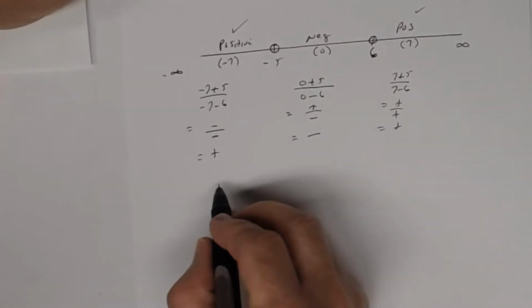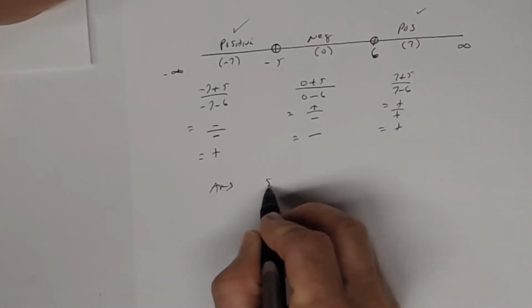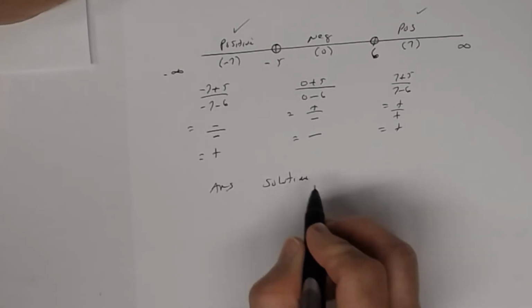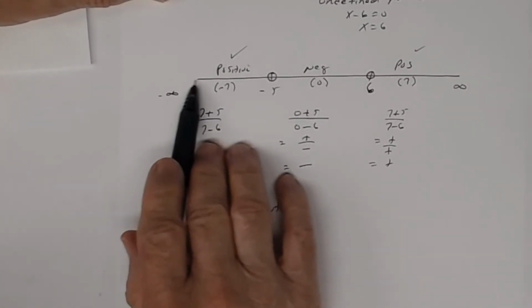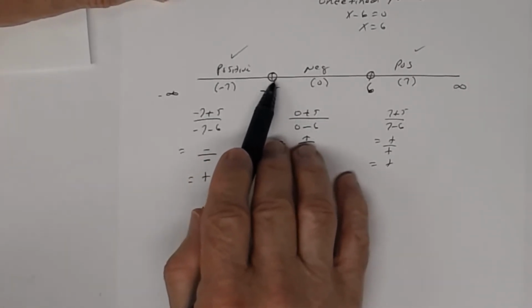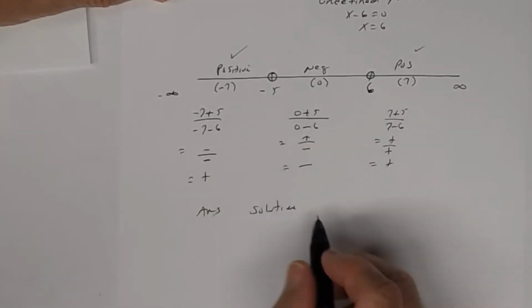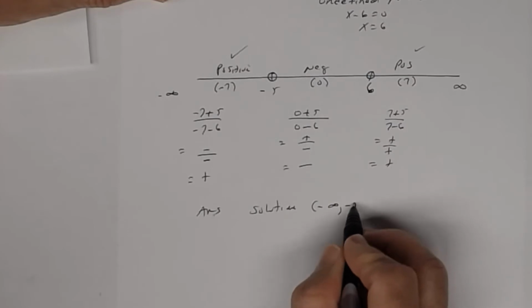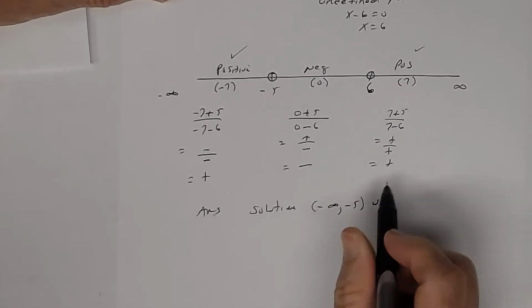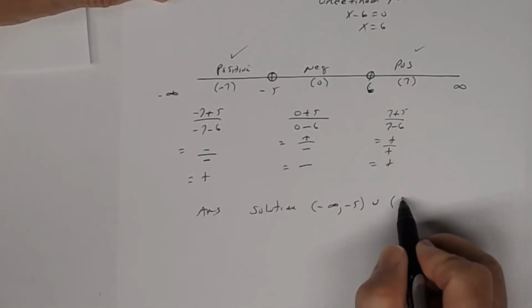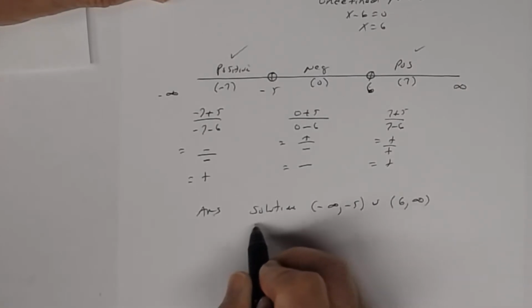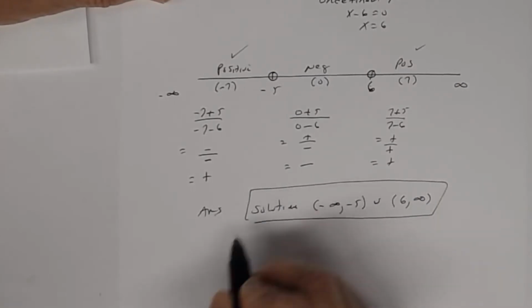So you're done. You just got to answer the question. So the solution will be from -infinity to -5 with parentheses because -5 has an open circle. That's not a solution. So -infinity to -5, parentheses, union, and then from 6 to infinity, parentheses. And there's your solution. Okay?